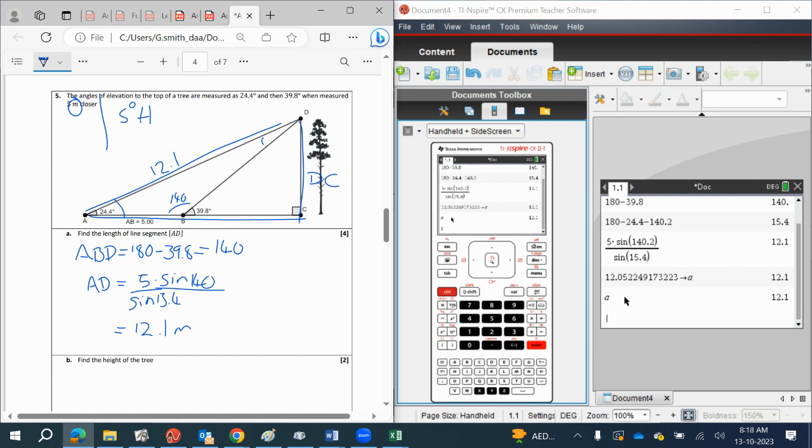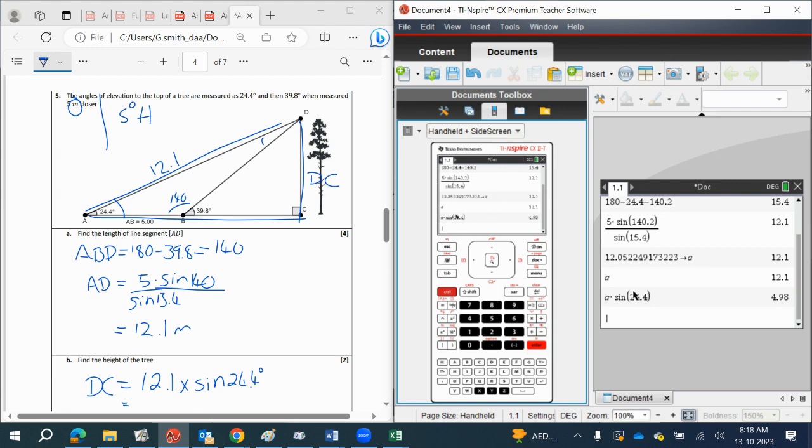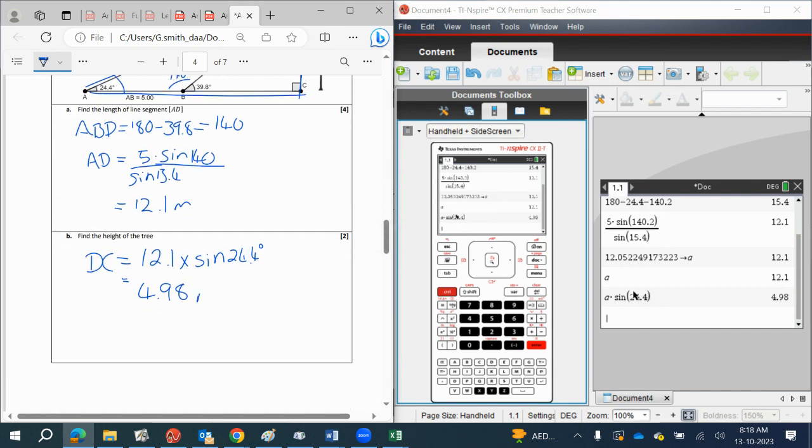So the height of the tree, which is DC, is going to be the hypotenuse, 12.1, multiplied by the sine of 24.4. So let's do A times the sine of 24.4. That gives 4.98 meters. All right, so that's it.